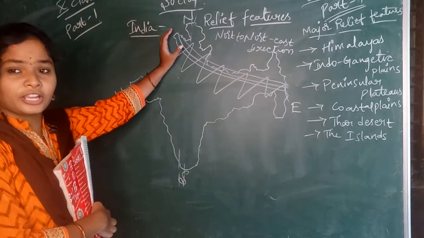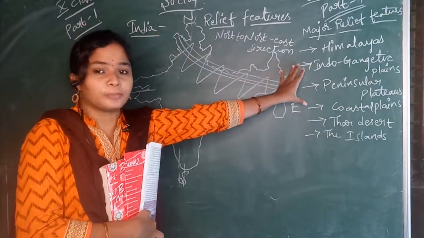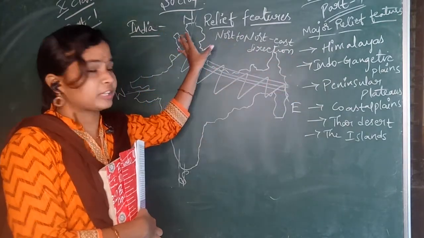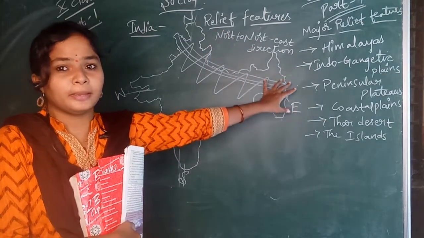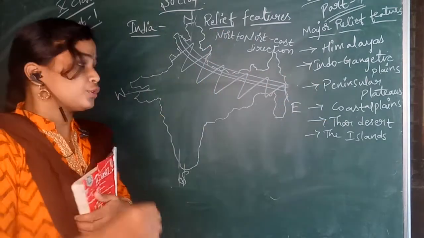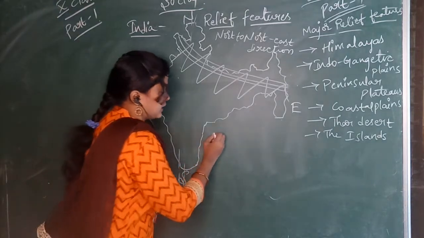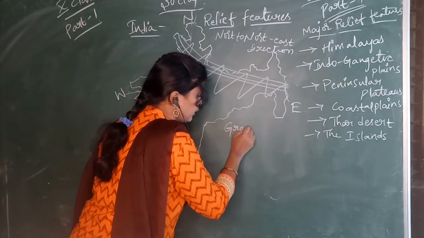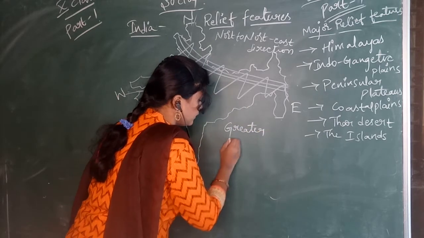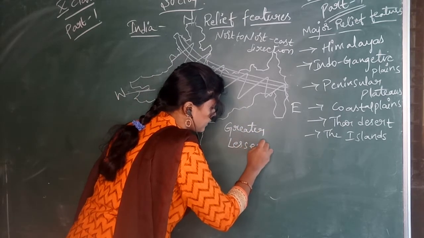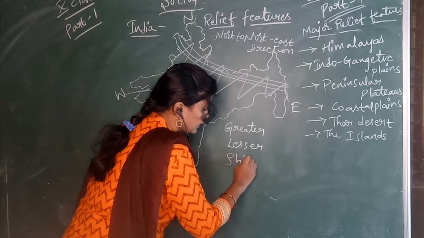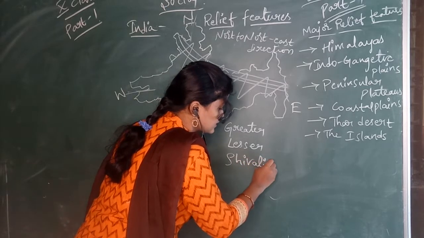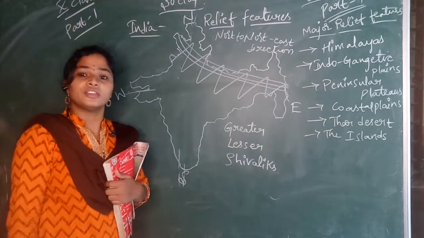From Jammu and Kashmir to Arunachal Pradesh the Himalayas are situated. So how many kinds of Himalayas are there? There are 3 kinds: Greater Himalayas, Lesser Himalayas and the Shivaliks.